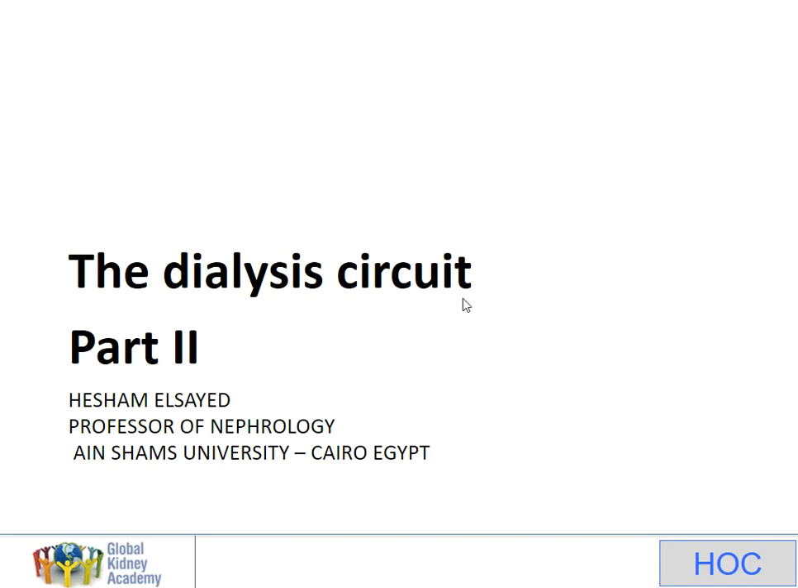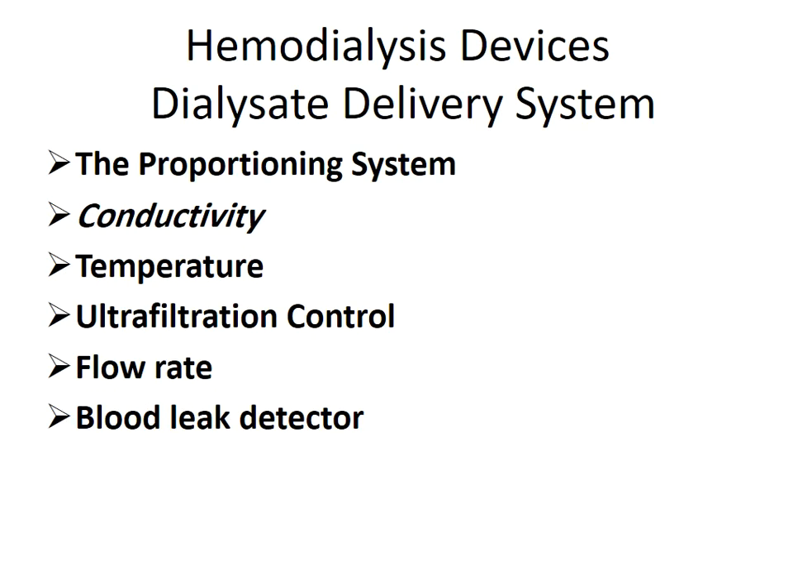The dialysis circuit, part 2. Haemodialysis devices: the dialysate delivery system, consisting of the proportioning system, conductivity adjustment, temperature control, ultrafiltration control to the desired amount, dialysate flow rate, and blood leak detector.